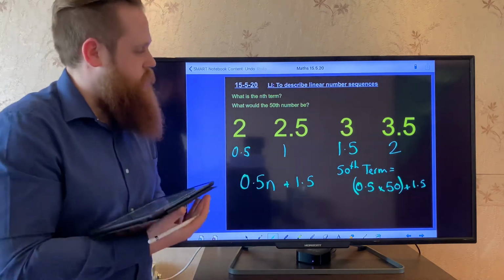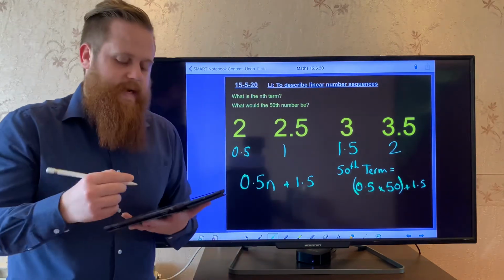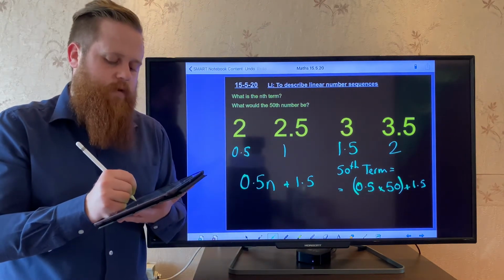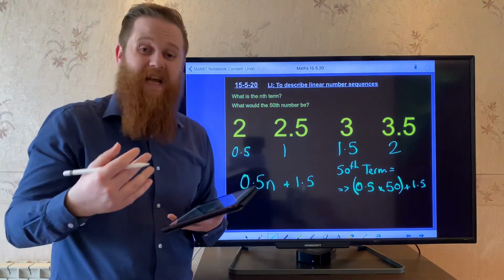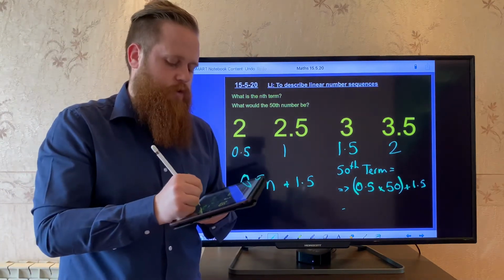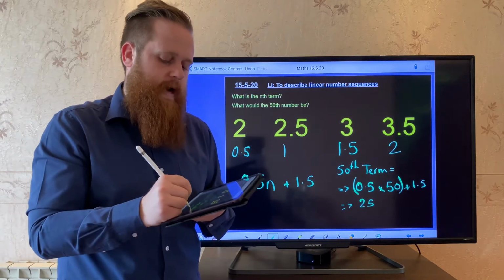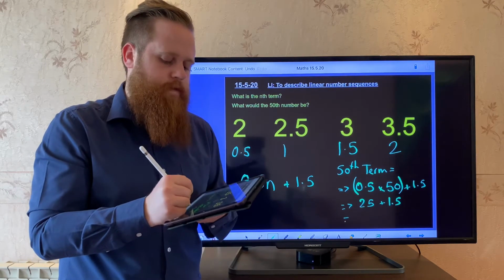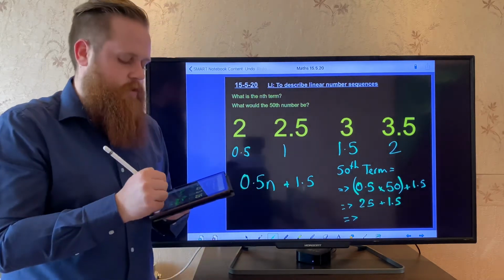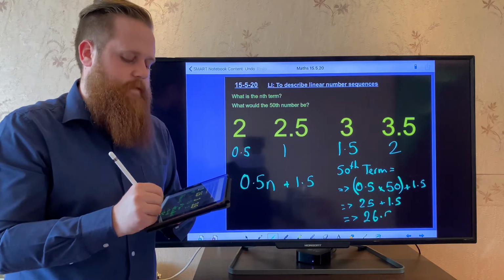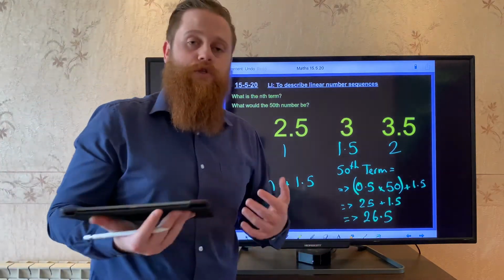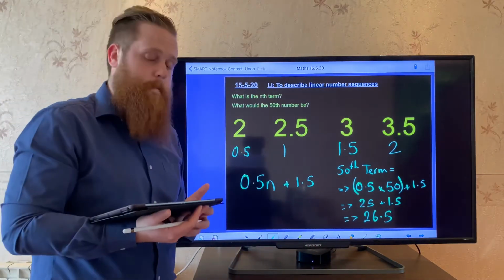Brackets around there because that's what I'll be doing first, okay? I can now do 0.5 times 50. A half times 50, well that's just halving, okay? So that's going to go to 25, add 1.5. So the 50th number in this sequence will be 26.5. And there it is, solved and ready to go, okay?